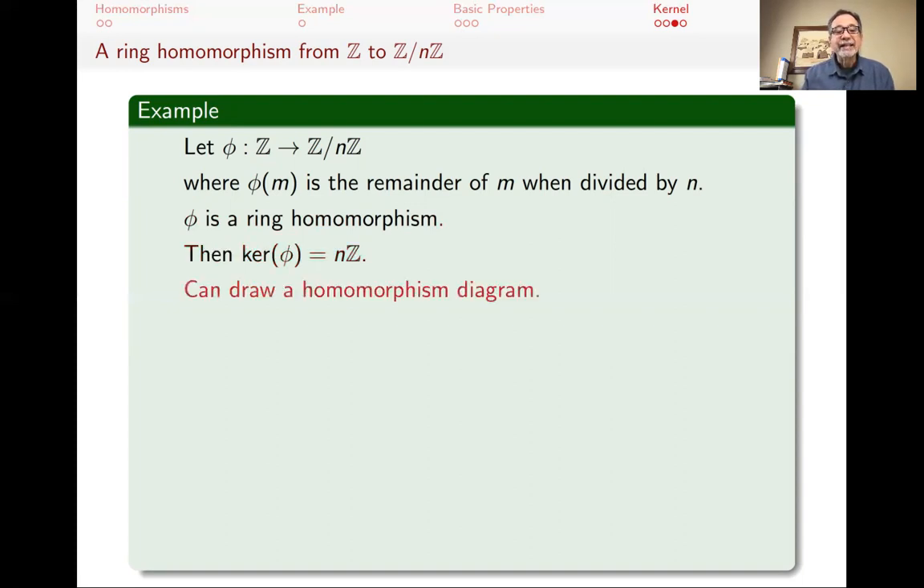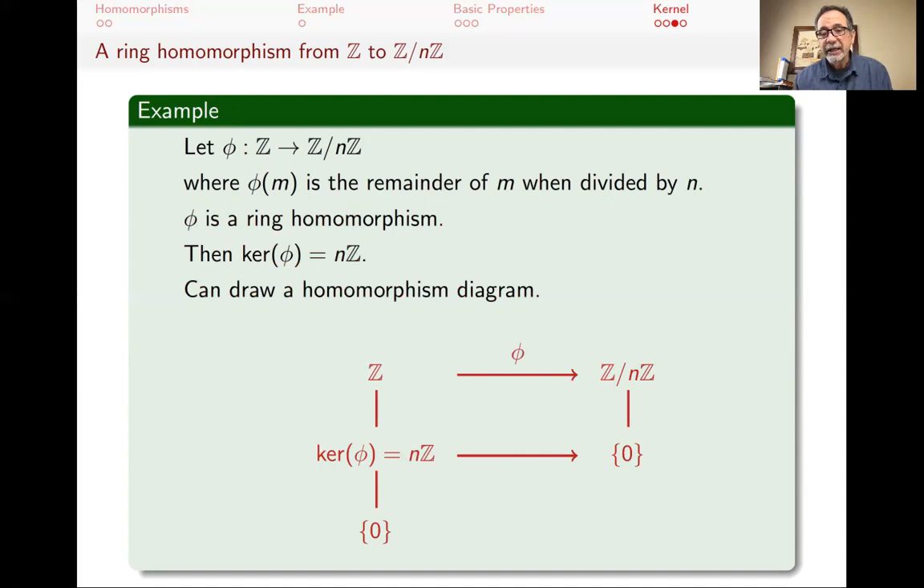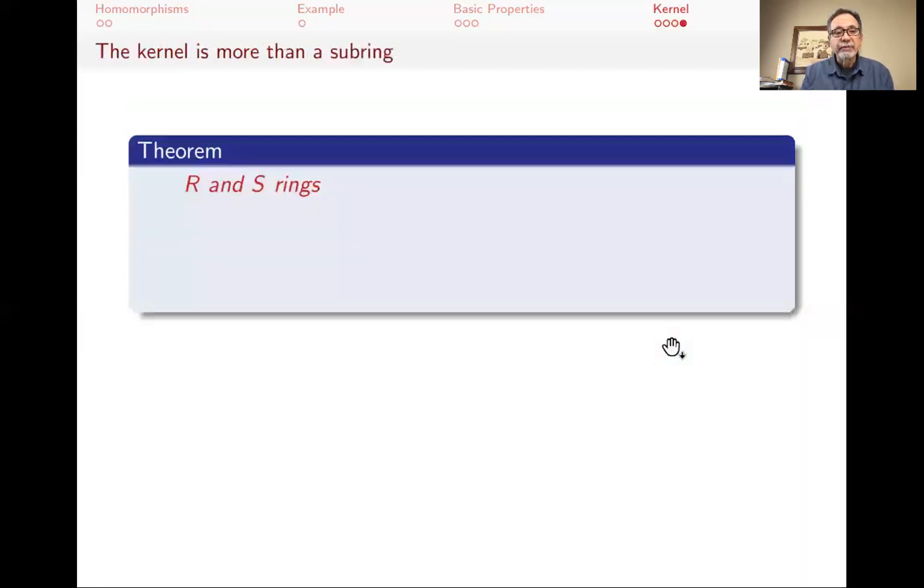And then you can draw a homomorphism diagram like we would do for groups. So you say that Z is going to Z mod nZ, it's an onto map, and the kernel is going to zero. So we have the integers on the left, and we have the integers mod n on the right, and here's the kernel going to zero. And when we talk about homomorphism or isomorphism theorems, then we will say a lot more about these diagrams.